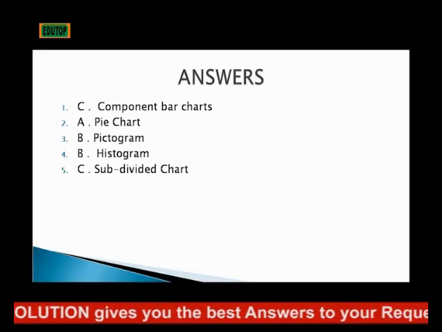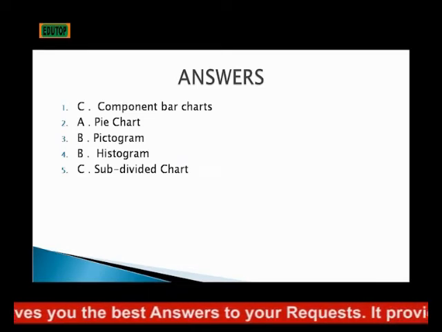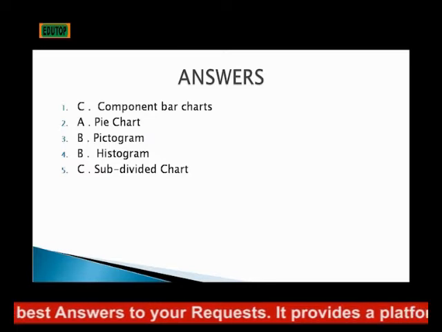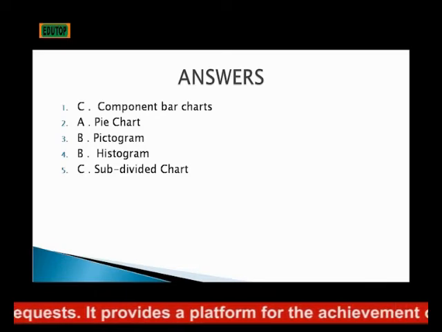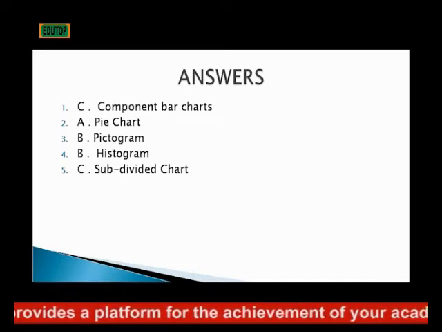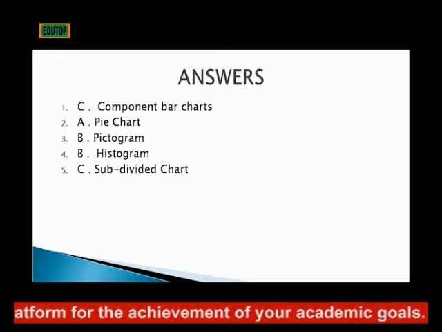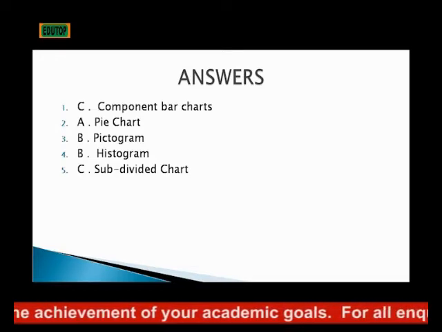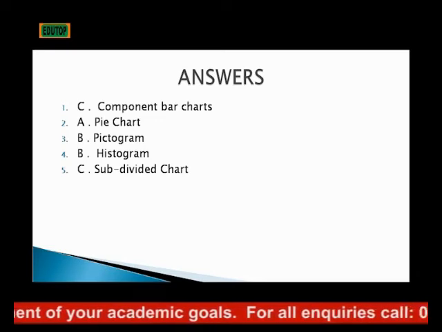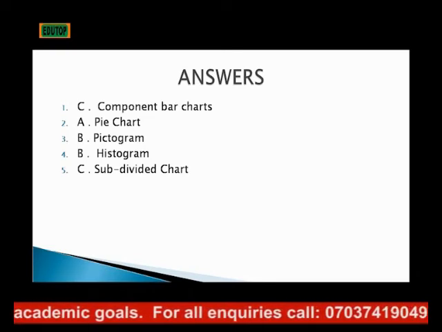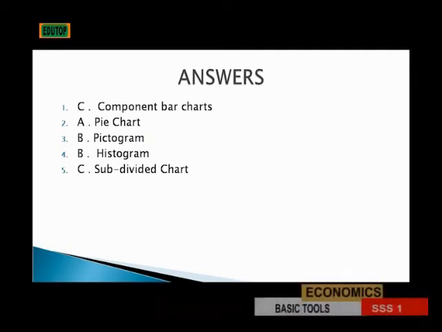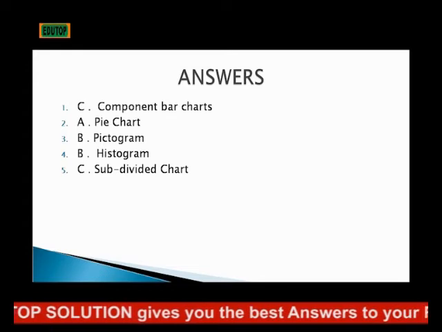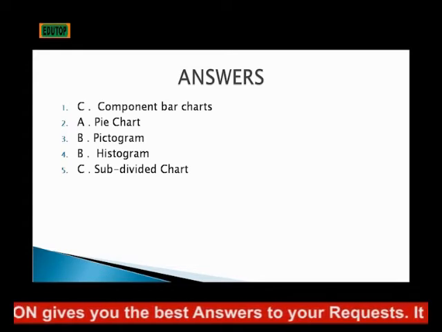Which of the following tools of economic analysis is used when data contains more than one category? The correct answer for this particular one is C, component bar charts. Question number 2 says the figure below is an example of dash. The correct answer for that one is A, which is pie chart. Number 3 says which of the following tools of economic analysis uses symbols to represent data? The correct answer for that number is B, which says pictogram.